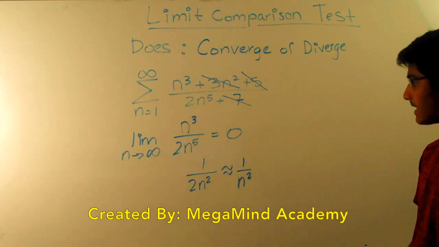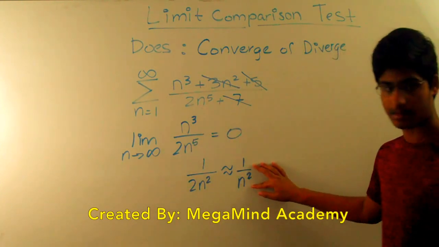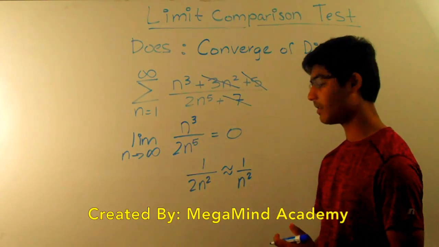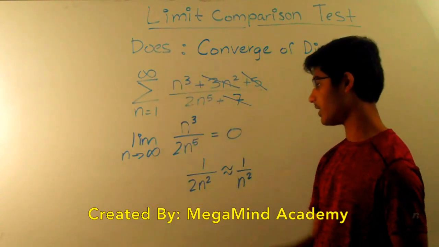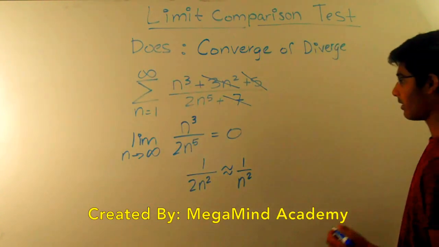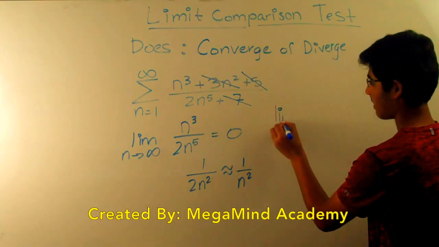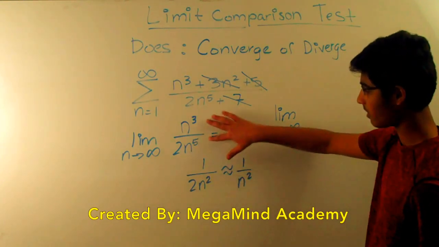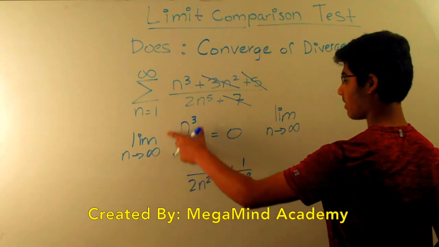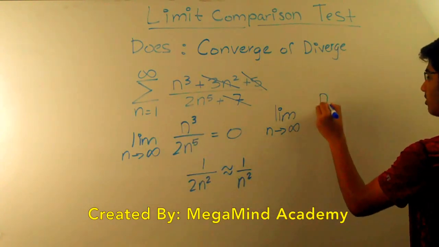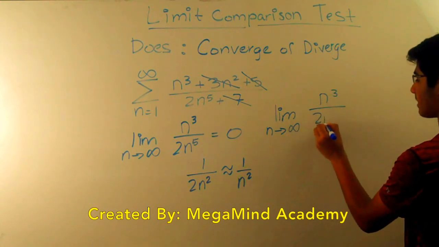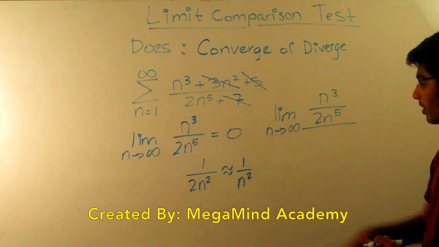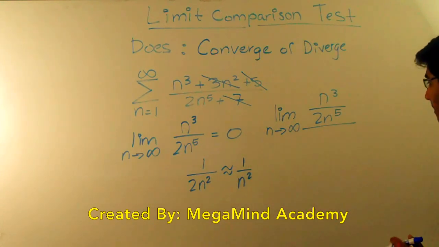The limit comparison test says that if both of these sequences are positive and start from 1 and go to infinity, which they do here, then we have the limit as n approaches infinity of this first one that we want to compare, which is n cubed over 2n to the 5th power, over the other function that we're comparing it to. We're saying that it's similar to 1 over n squared, so we're going to compare it to that.